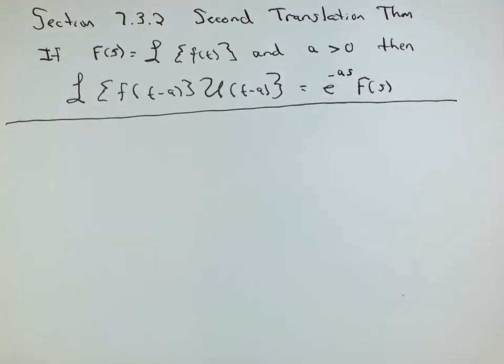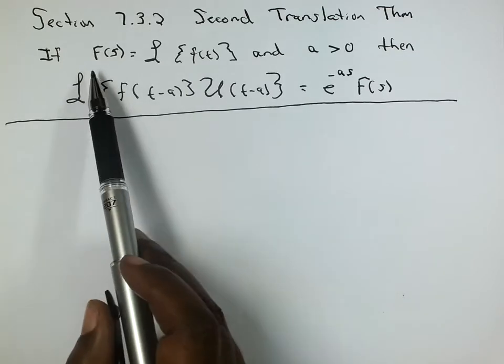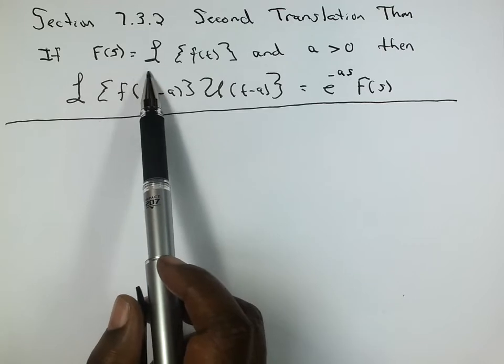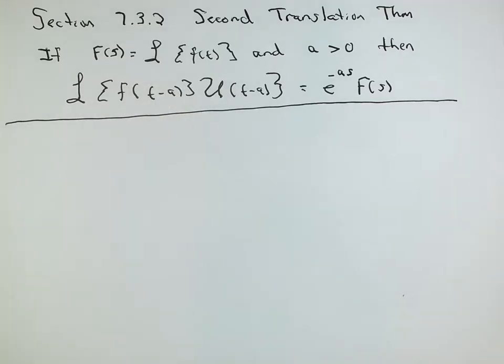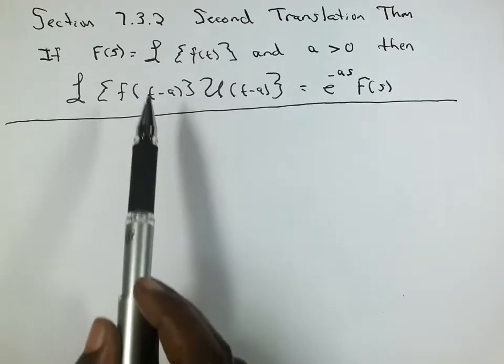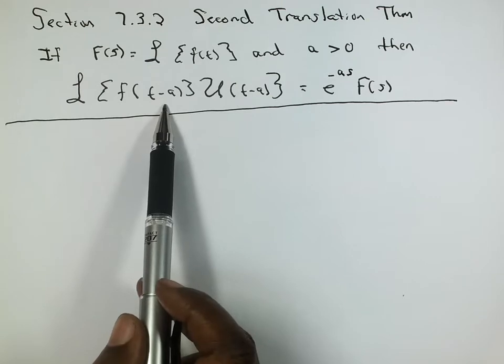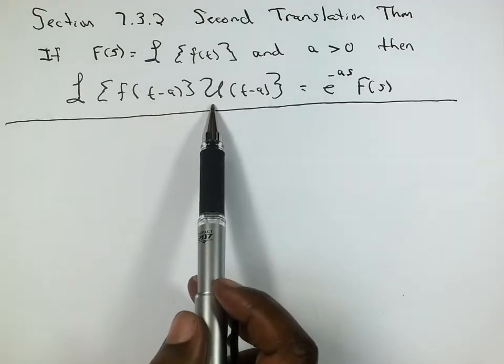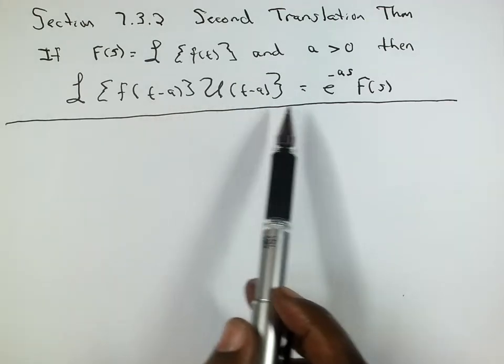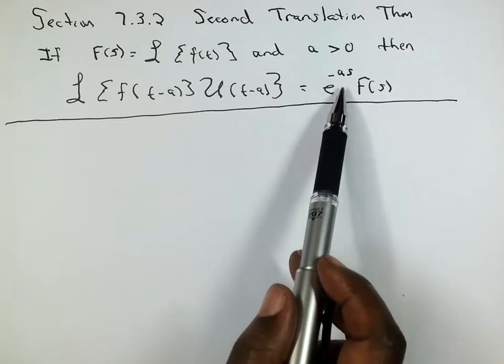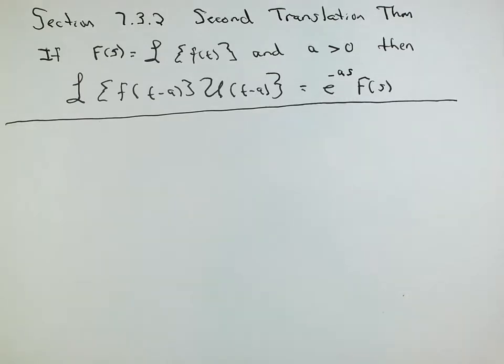So now we're going to look at the theorem. Our second translation theorem is: if I have F(s) equal to the Laplace transform of f(t), and a is greater than 0, then the Laplace transform of f(t minus a) times the Heaviside function of t minus a equals e to the negative as times F(s).